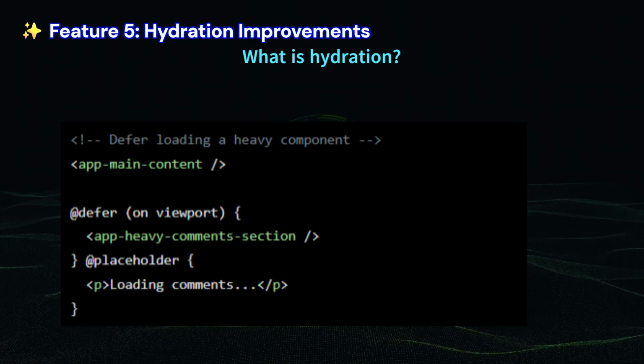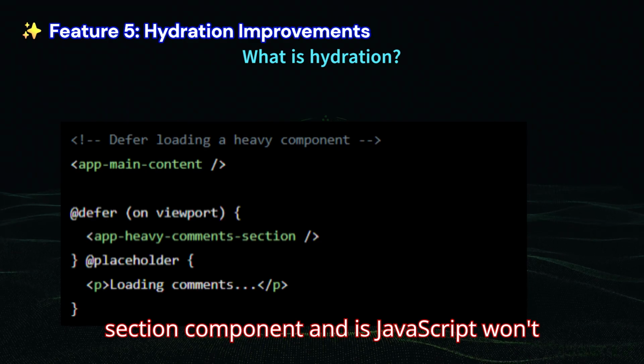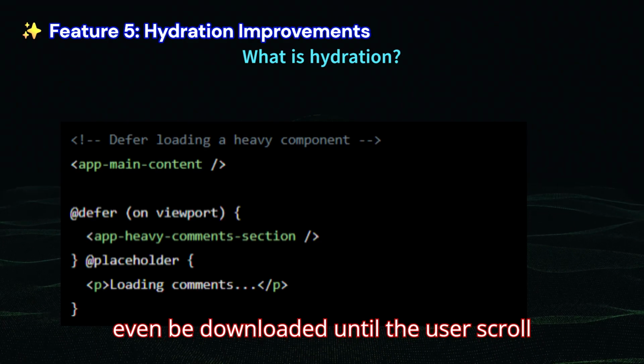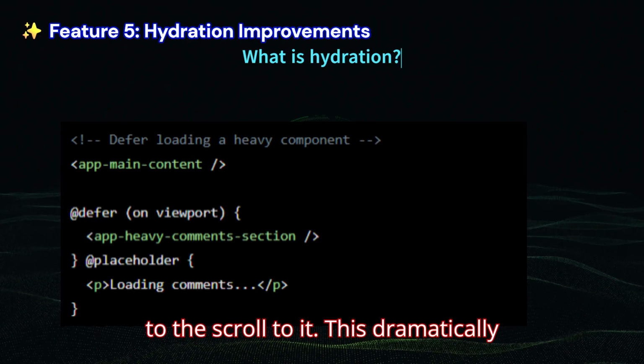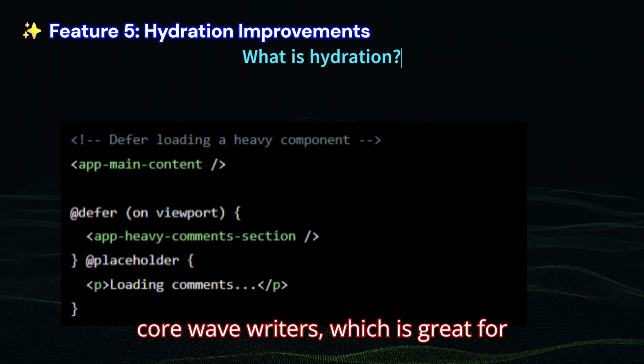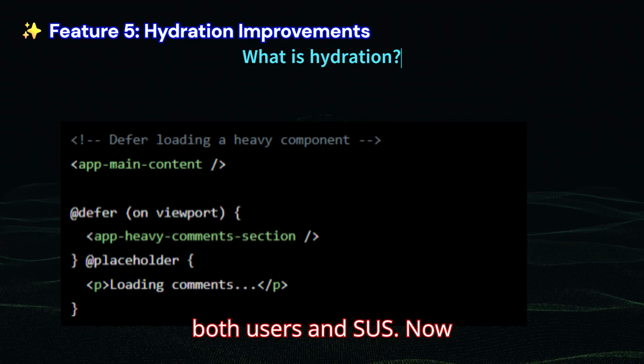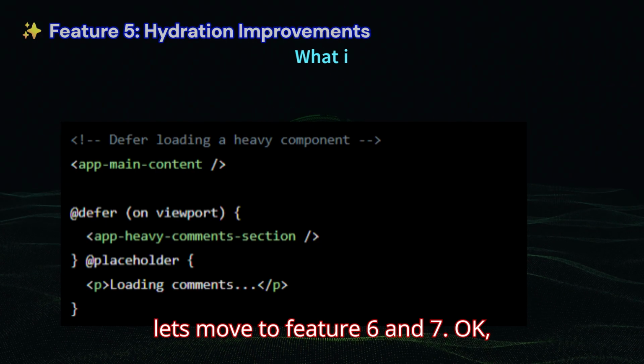In this example, the heavy comment section component and its JavaScript won't even be downloaded until the user scrolls to it. This dramatically improves initial load times and your Core Web Vitals, which is great for both users and SEO. Now let's move to features 6 and 7.